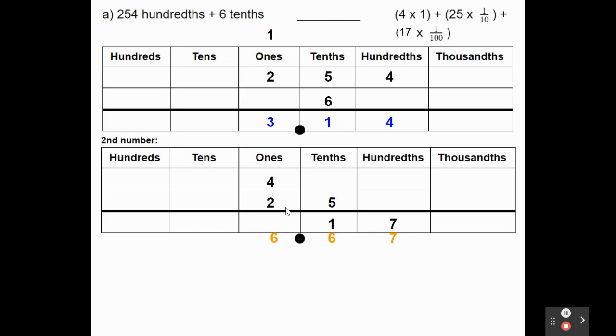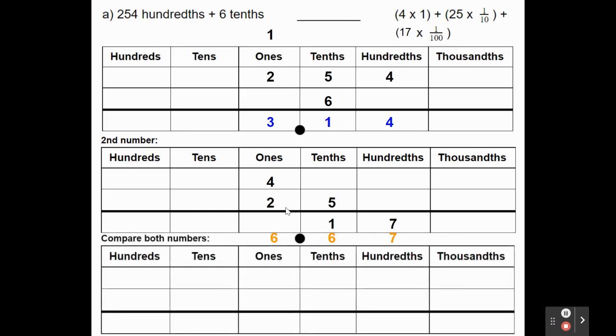Now let's compare these two numbers. In this place value chart below, in the first row, we're going to place 3 and 14 hundredths in blue. In the second row, we're going to place 6 and 67 hundredths in orange. We always start by comparing the biggest place values. In these numbers, the biggest place value is the ones place. So let's circle the ones place.